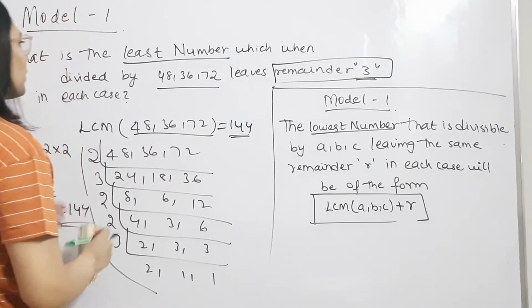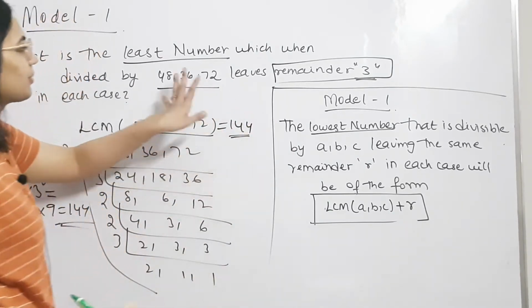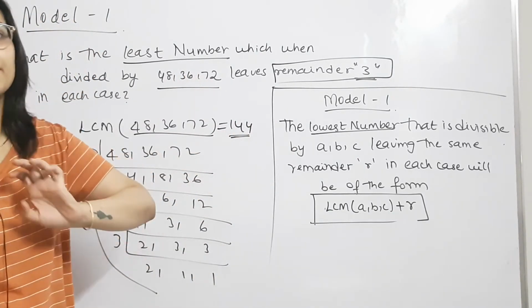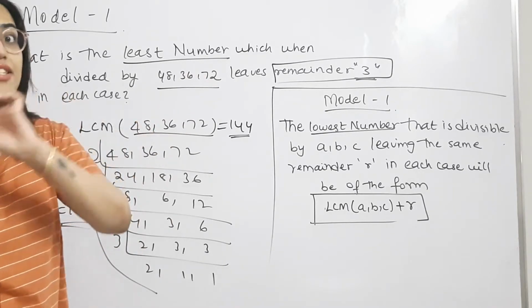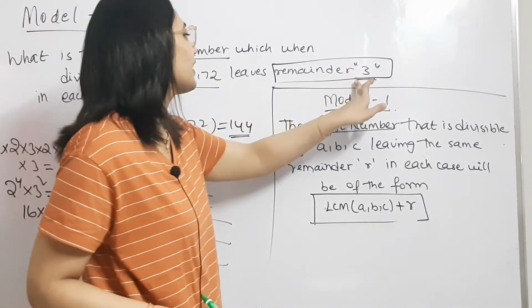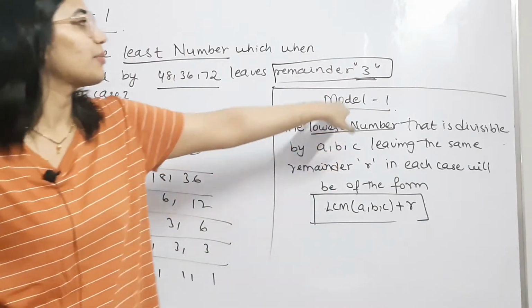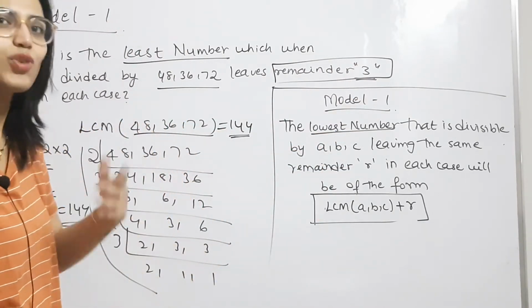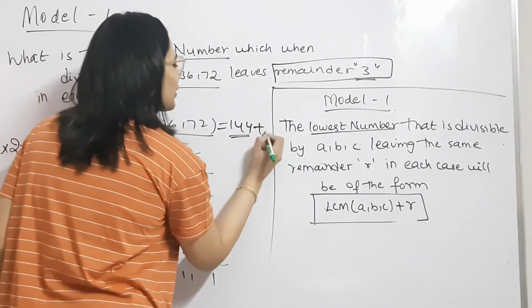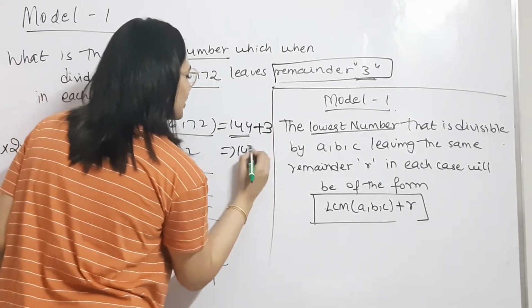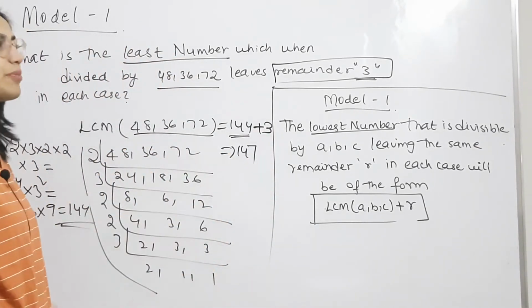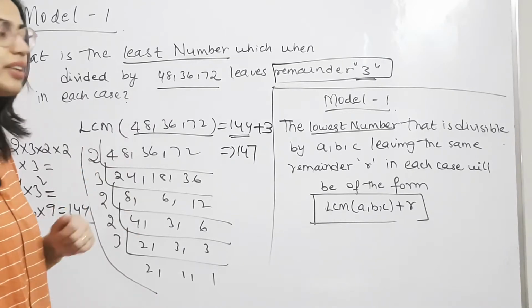Right. Now, this is the least common multiple that when divided by 48, 36, 72, leaves the remainder 0. But they are asking you to find that number which leaves a remainder 3 when divided by all these 3 numbers. What you need to do? Simply you need to add 3 to this. So, 147. This is the number that you want to find out from the question.